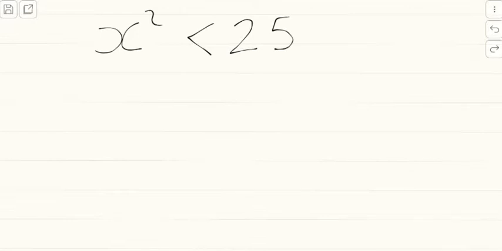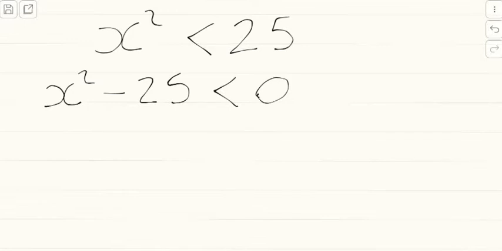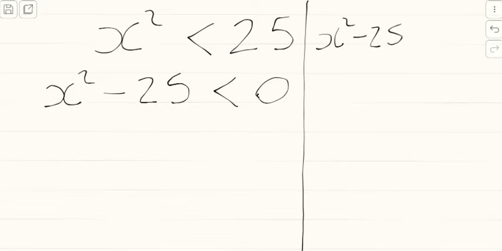I'm going to take away 25 from both sides and say x squared minus 25 is less than 0. Whenever you're solving a quadratic inequality, you want to always make it less than 0 or greater than 0, depending on what the sign is. Now we have the quadratic inequality x squared minus 25. Now, what we want to do is consider, imagine if x squared minus 25 were equal to 0. This is where we consider the critical points.